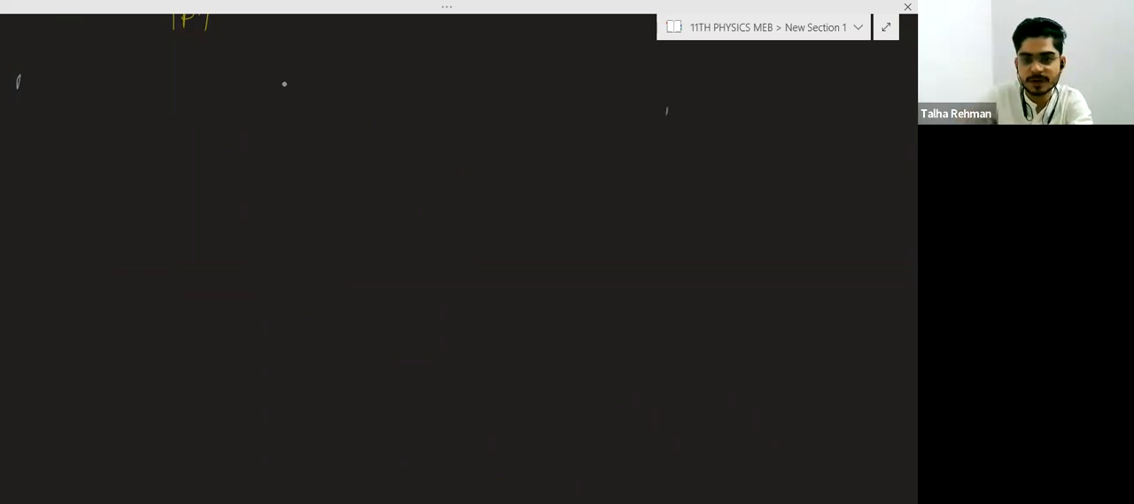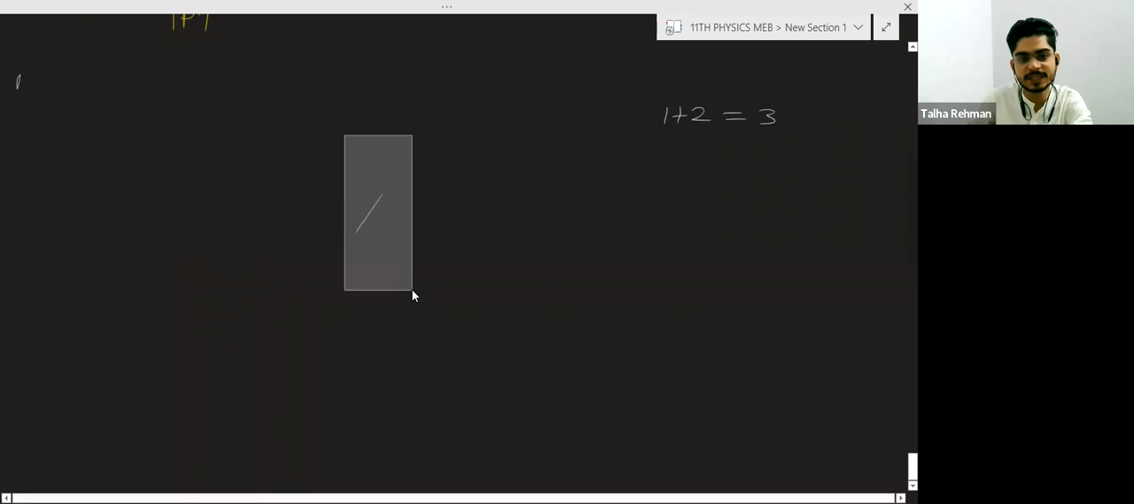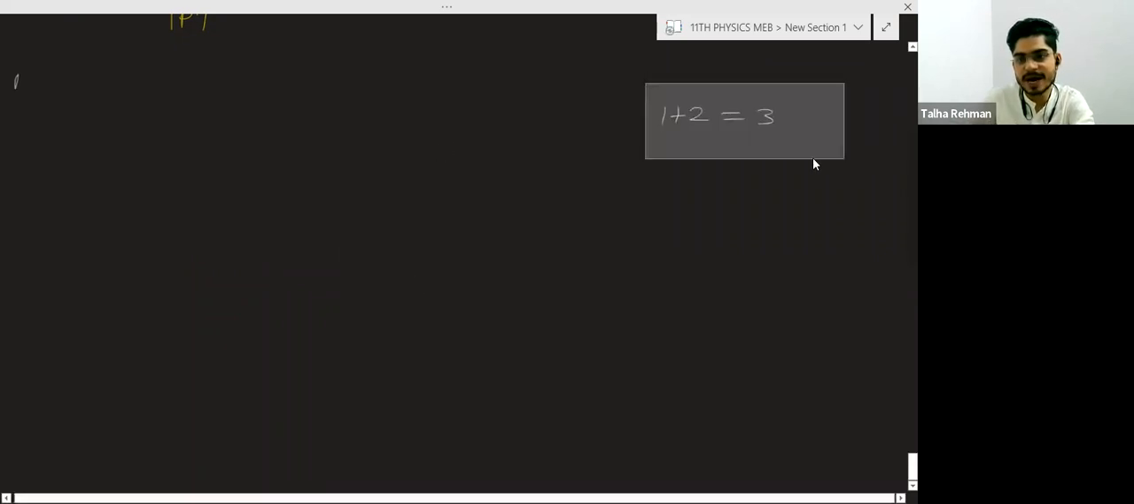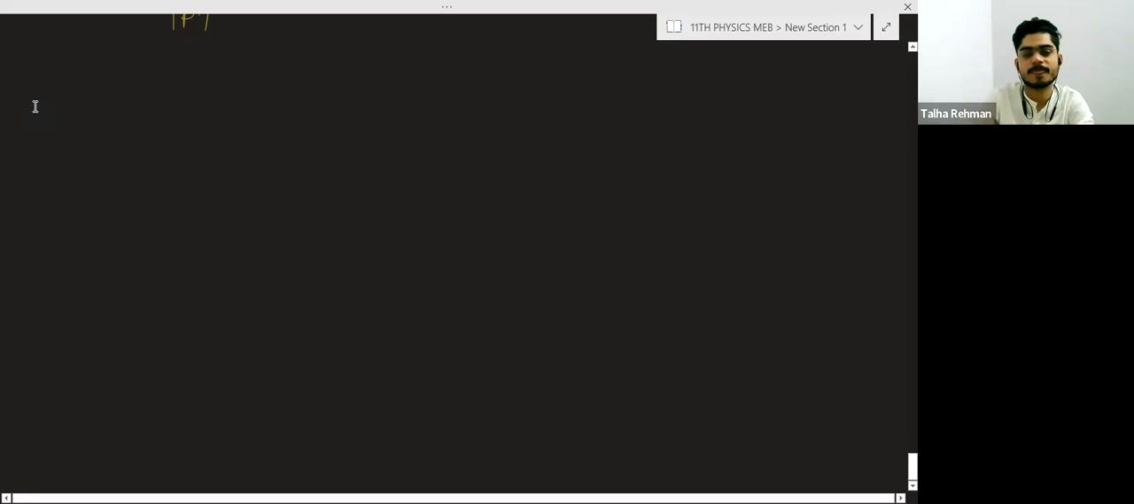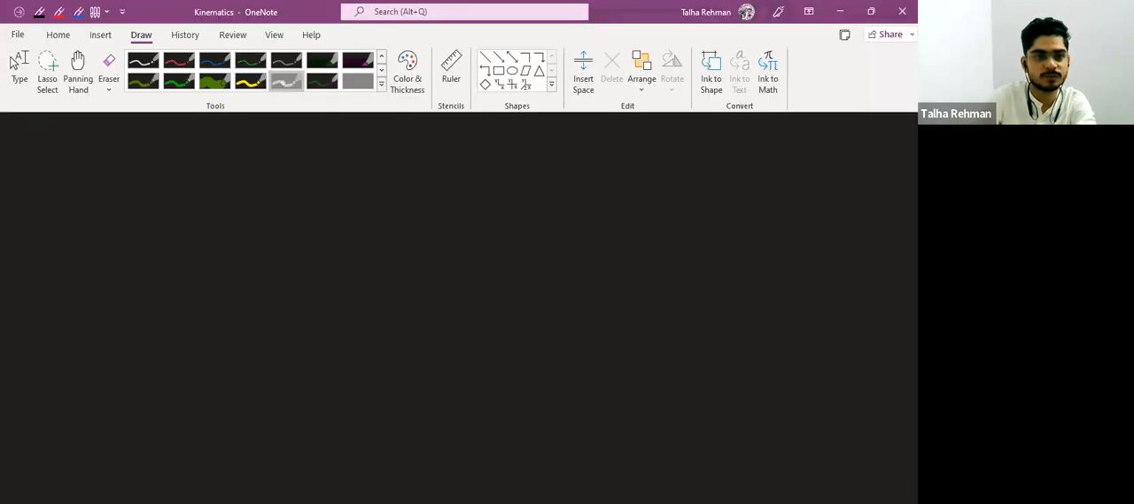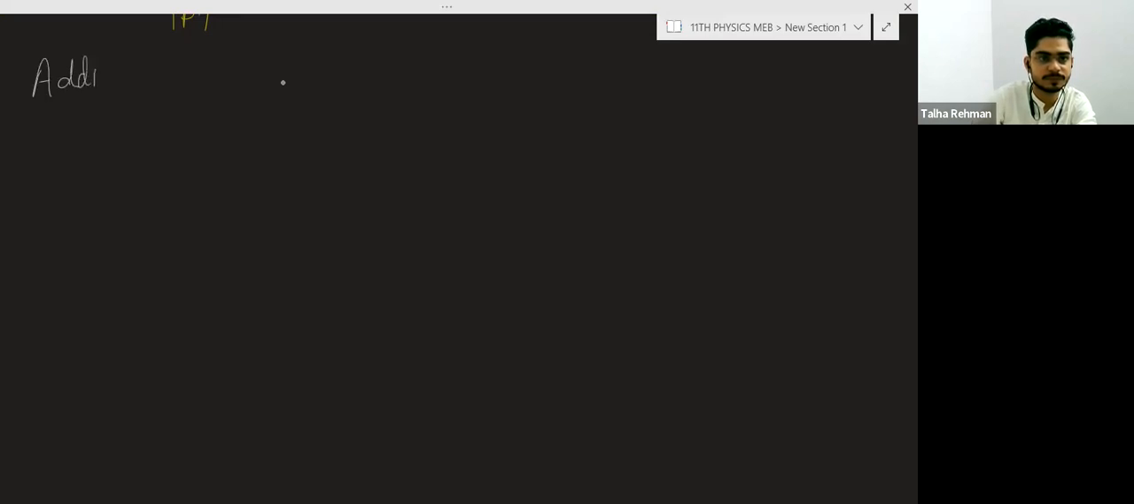Like numbers, we have numbers now 1, 2, 3, we can add the numbers like 1 plus 2 is equal to 3, but in case of vectors the addition is something different. We cannot add the vectors like numbers. There are certain rules and regulations for the addition of vectors. So, addition and subtraction of vectors in Cartesian form.